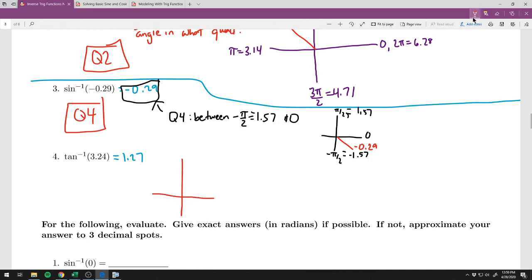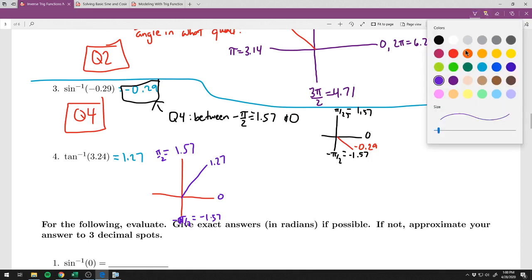Well, once again, if you want to draw the picture, you've probably seen a few enough, at least quickly enough by now that you know what it's going to be. But since tangent inverse is between negative pi over 2 and pi over 2, it's in quadrant 1 or 4. You can see that it's between 0 and 1.57, so it is in quadrant 1.